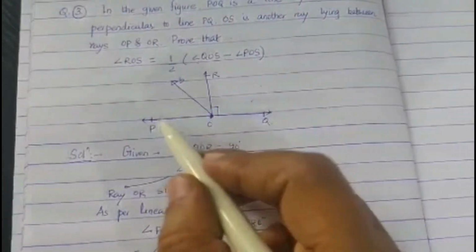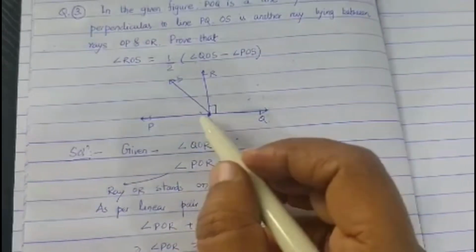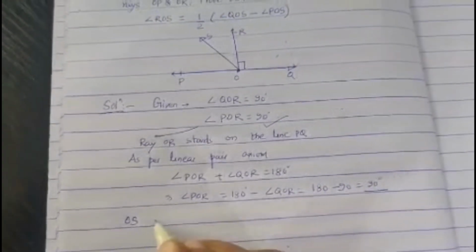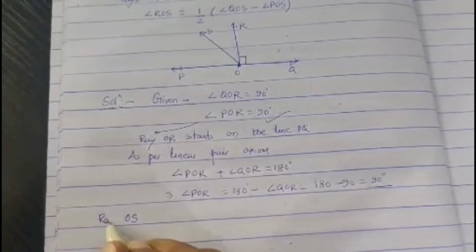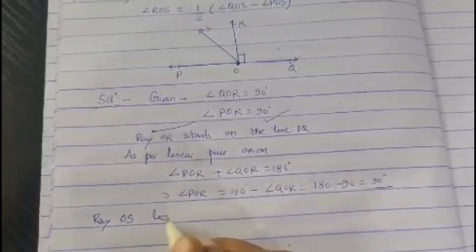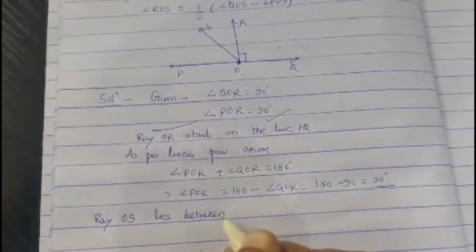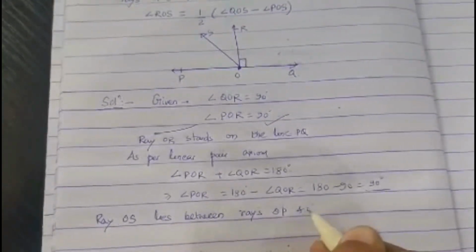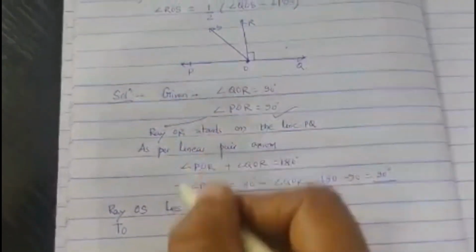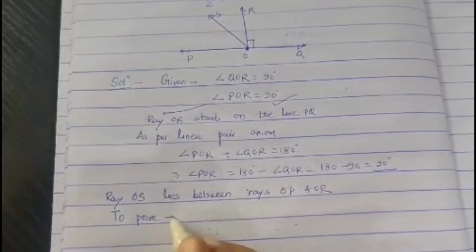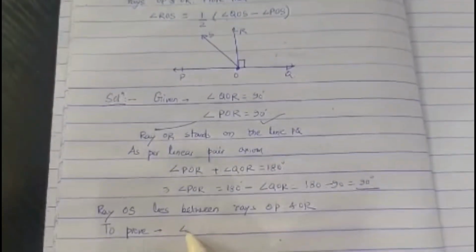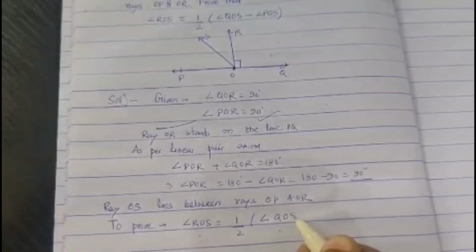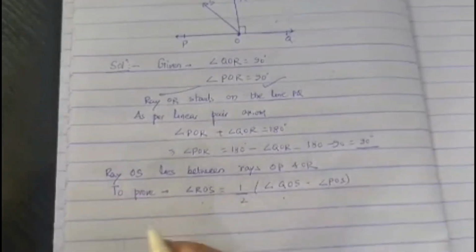Also given is OS is a ray lying between rays OP and OR. Let's write it also. Ray OS lies between rays OP and OR. This was given. And to prove this, angle ROS is equal to half of angle QOS minus angle POS. Now we will prove it.